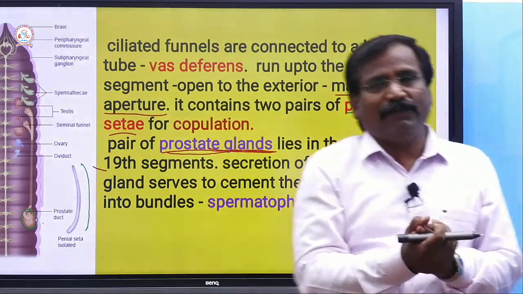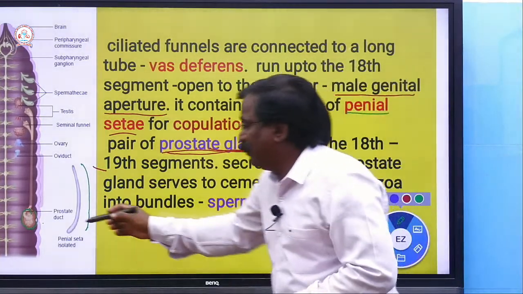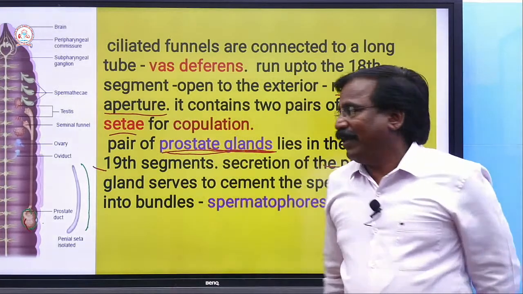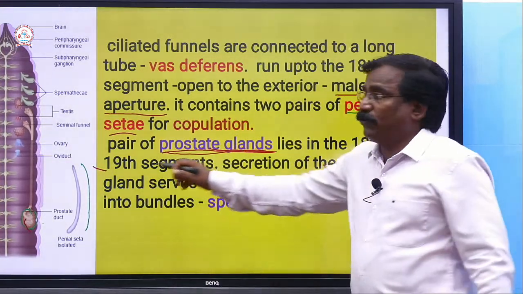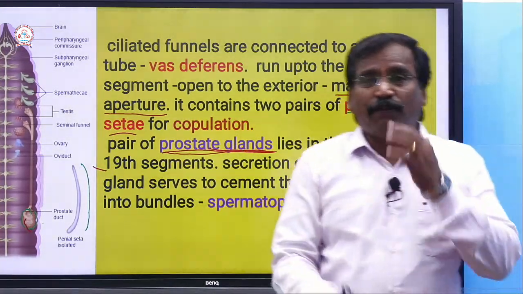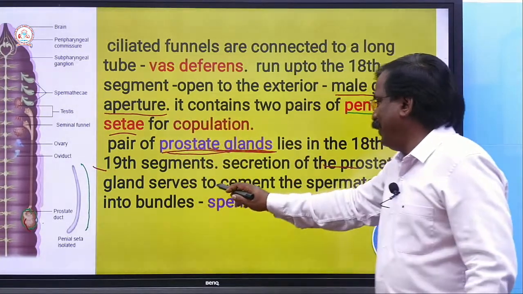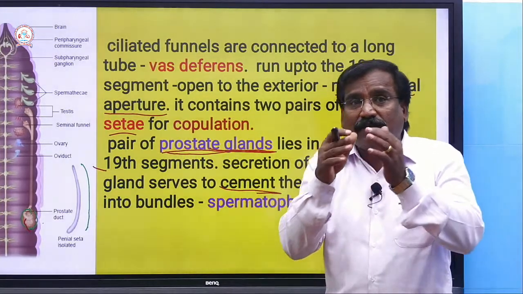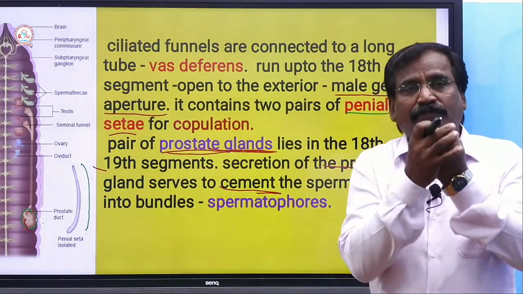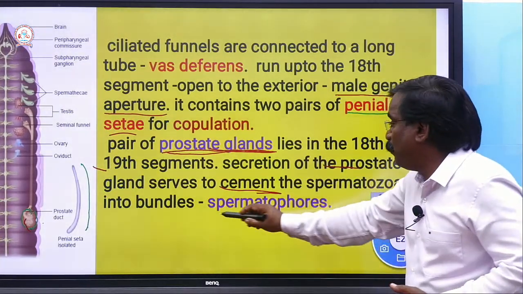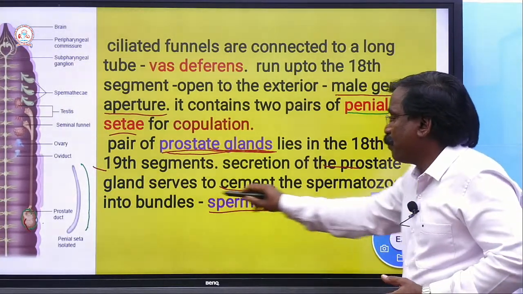The prostate glands are located in the 18th segment and spread to the next segment as well, so the 18th to 19th segments. What is the function? They secrete a cementing substance that collects the sperms in bundles, which are called spermatophores.